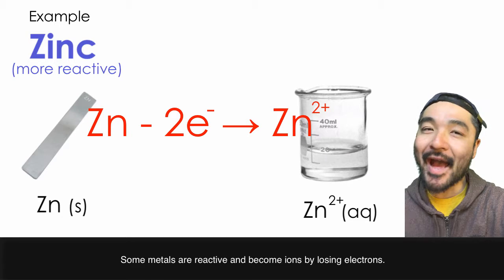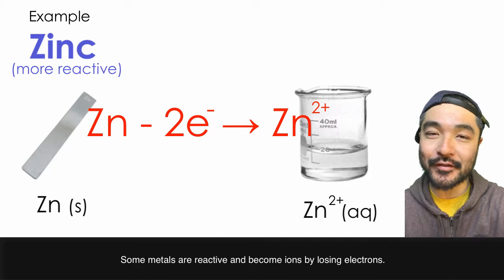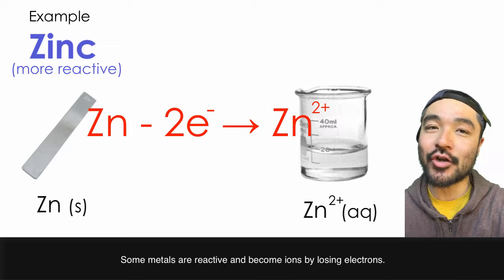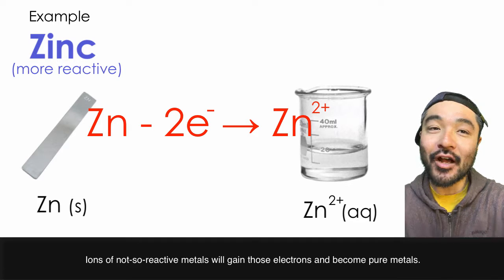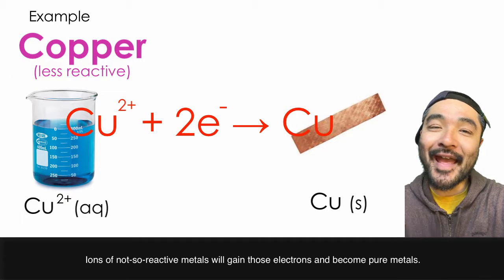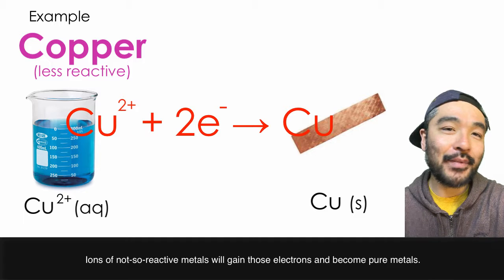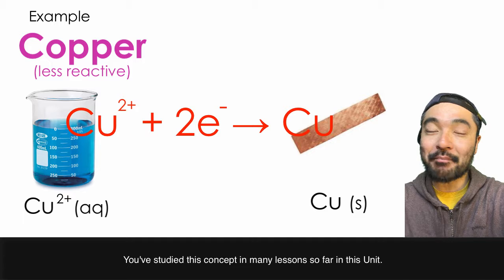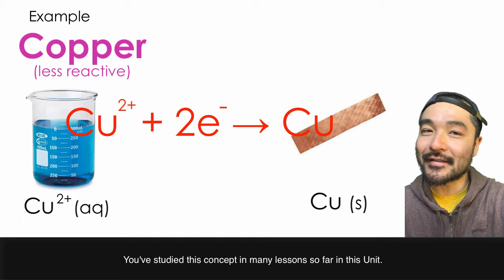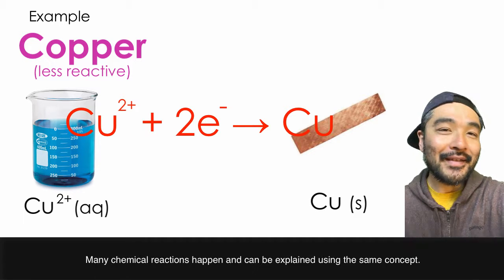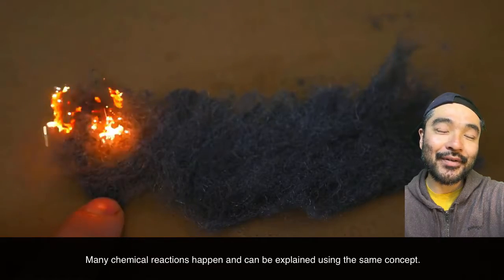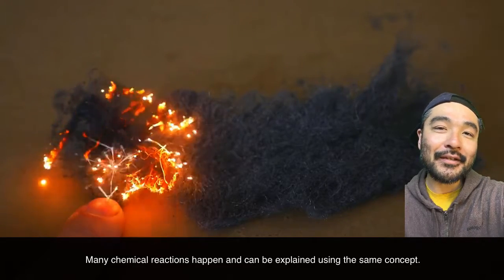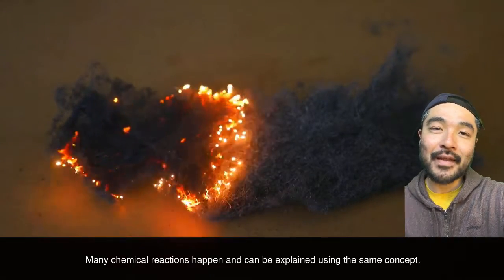Some metals are reactive and become ions by losing electrons. Ions of not so reactive metals will gain those electrons and become pure metals. You've studied this concept in many lessons so far in this unit. Many chemical reactions happen and can be explained using the same concept.